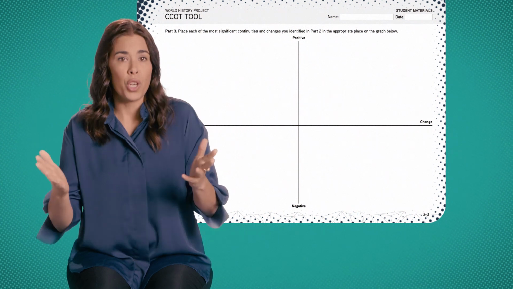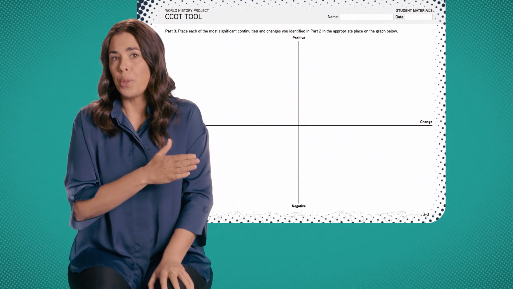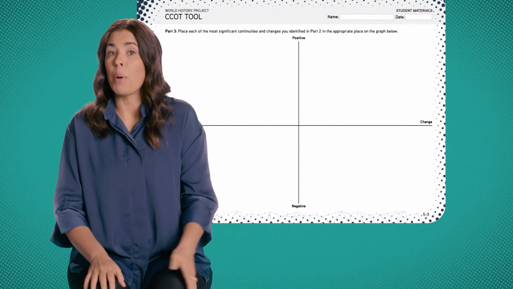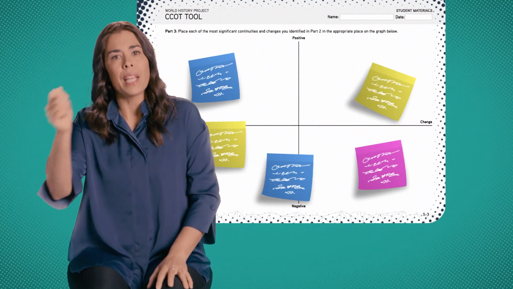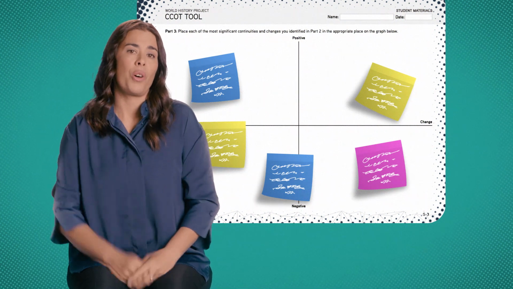Okay, so we're getting to the best part. At this point, you'll need to create a large grid on your board or a piece of chart paper with continuities and change on the x-axis and positive and negative on the y-axis. Then, each group will place their sticky notes where they think it goes.